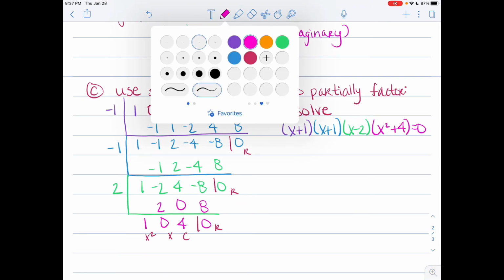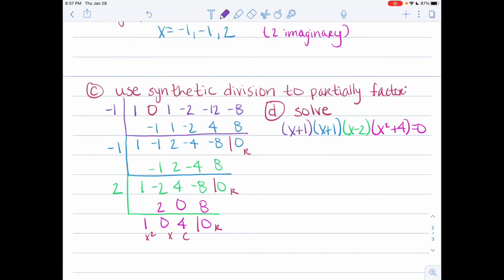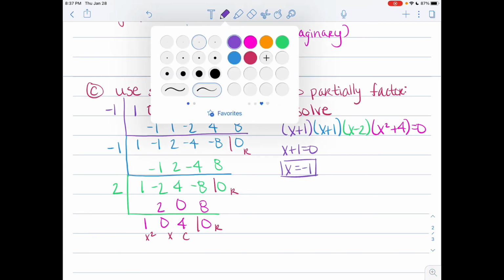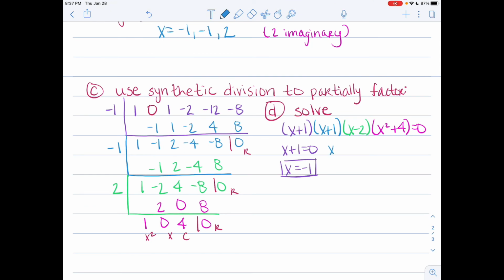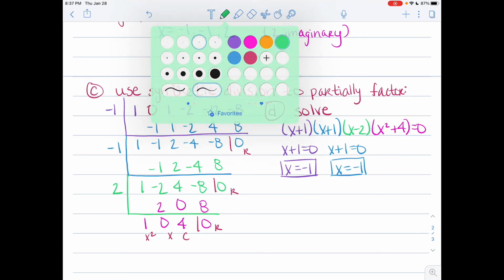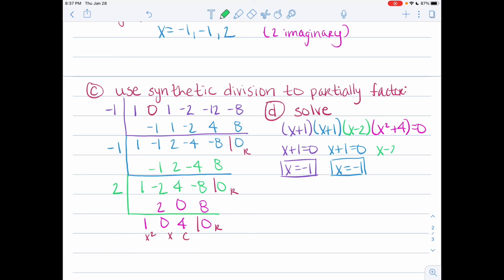So some of these I can go ahead and immediately solve. I know that x plus 1 will equal 0, so x is equal to negative 1. I already knew that from above. x plus 1 equals 0 again. x equals negative 1. Instead of writing this a second time, you just could note this one to be a repeated solution instead. Then I have x minus 2 equals 0, so x is equal to 2.